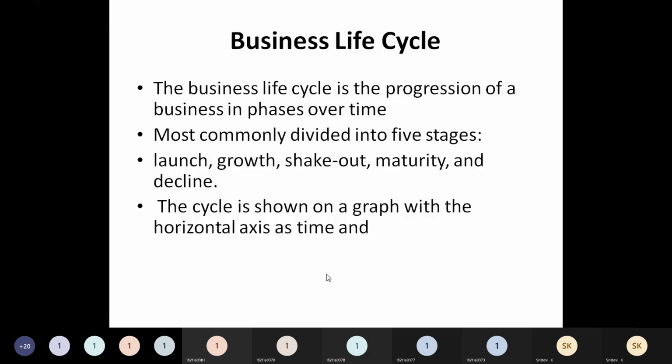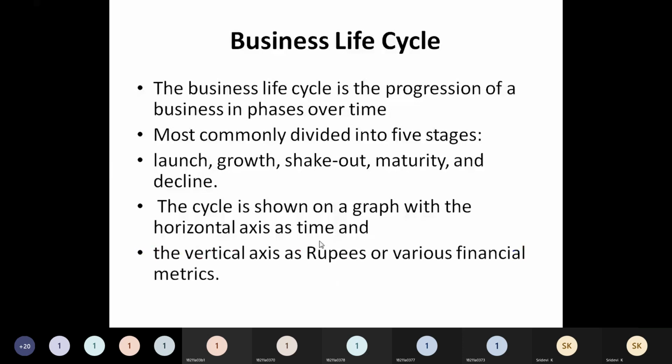So in this graph, we are going to take a horizontal line, that is the x-axis, where we will show the time period, and on the vertical side we will show the rupees, revenues. That is how the sales are going to be increased or decreased, in terms of rupees, we are going to show. So for this, let us draw the graph first.